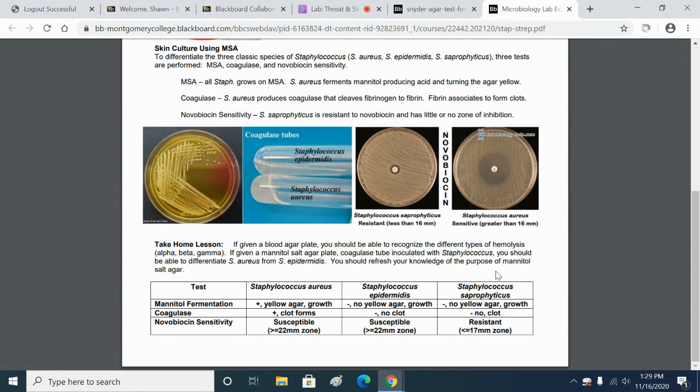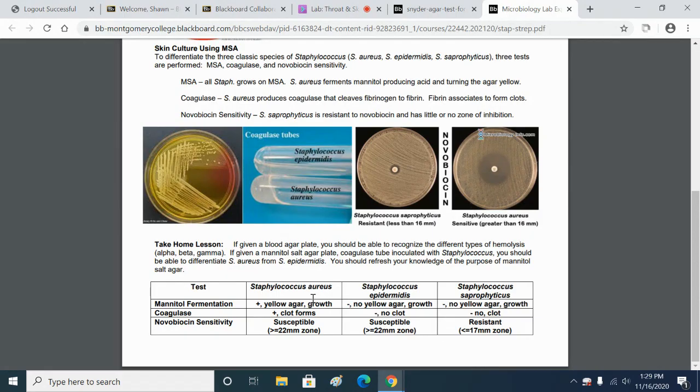And as you know, all staph grows on MSA, so all staph can tolerate the high salt. What we're looking for specifically is, can your staph ferment mannitol? Remember, if mannitol gets fermented, the pH will drop and the agar will turn yellow. So that's what we're looking for. If, after incubation, you did have yellow agar, that would suggest Staph aureus, because Staph aureus can ferment mannitol. So it's not definitive, but it does suggest Staph aureus.